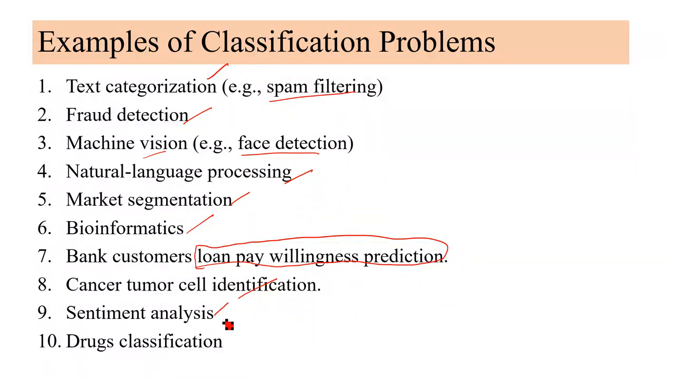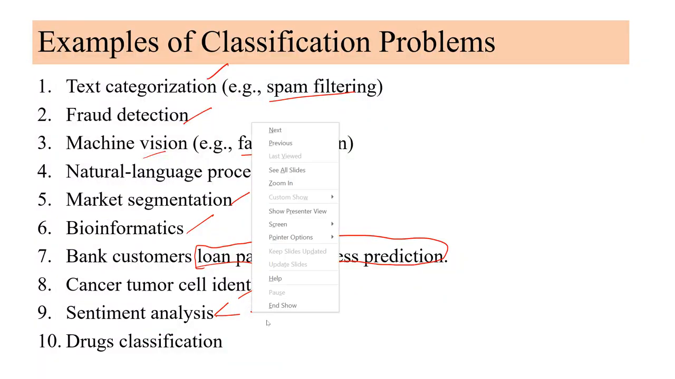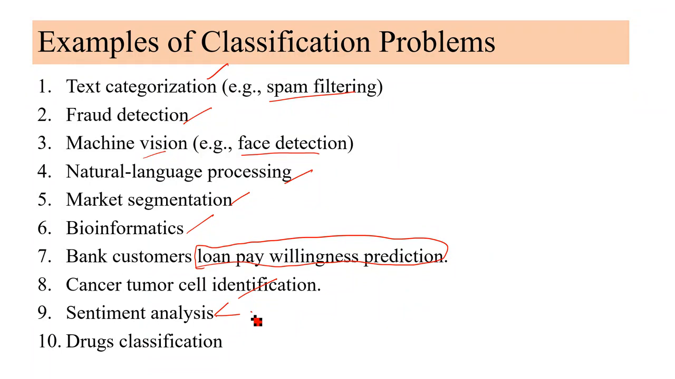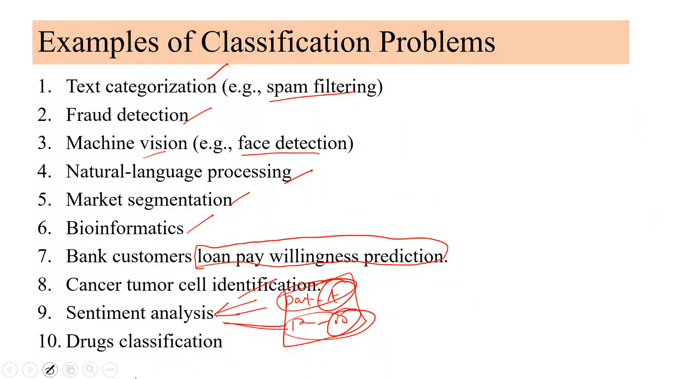Sentiment analysis means, based on the data in social networks like Facebook and Twitter, we have to classify whether the person accepts or not. Suppose nowadays a hashtag is going on in politics: who is going to win? Some persons will say party A is going to win, some will say party B is going to win, so it is between two classes. Based on people's choice from Twitter and Facebook data, people give the option of party A or party B. And also drugs classification.